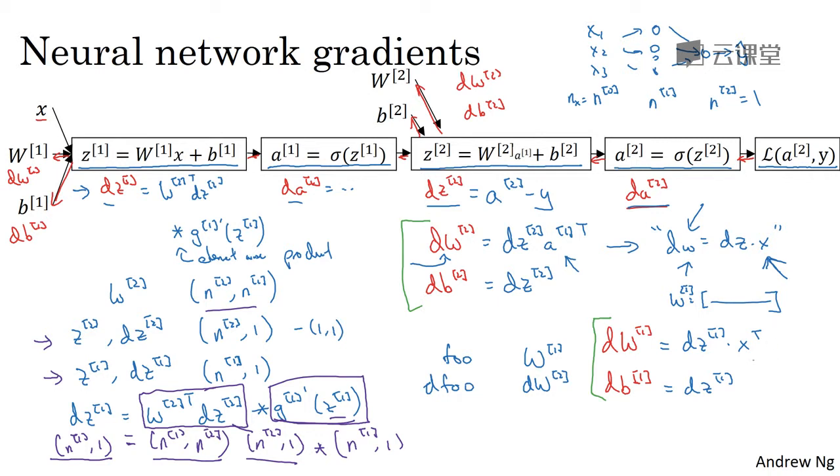Which is really no coincidence, because X plays the role of A0, so X transpose is A0 transpose. So those equations are actually very similar. All right, so that gives a sense for how backpropagation is derived. And we have 6 key equations here for DZ2, DW2, DB2, DZ1, DW1, and DB1. So let me just take these 6 equations and copy them over to the next slide.